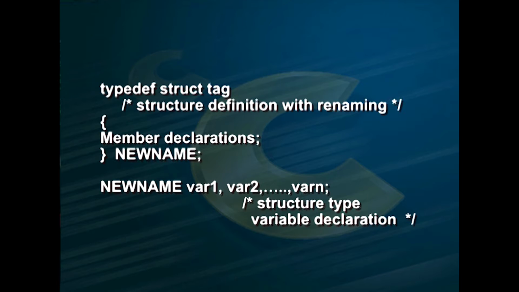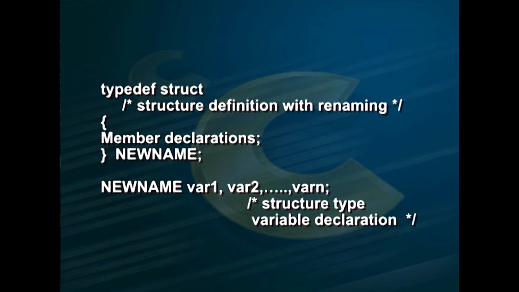In the third type: typedef struct tag, this is the structure definition with renaming, { member declarations } new_name; Then new_name variable1, variable2, up to variable n;. This is the structure type variable declaration. The fourth type: typedef struct, this is the structure definition with the renaming, { member declarations } new_name; then new_name variable1, variable2, up to variable n;. This is the structure type variable declaration.